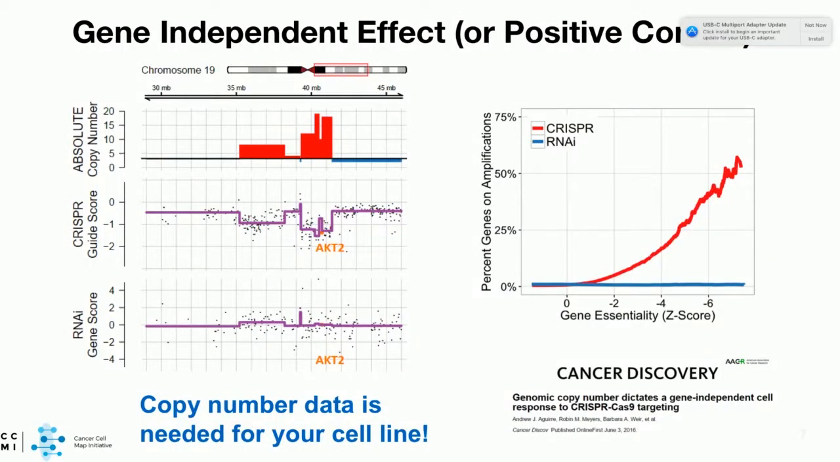And so what you can see here, this was shown first by the Bill Hahn group, is that they're targeting even intergenic regions that are copy number amplified, and they're scoring as negative hits. They show this is specific to CRISPR and not seen with RNAi. So it's important to know the copy number data for your cell line, because if the gene is heavily copy number amplified and you send a guide there, it's going to look like it's dropping out, even if that gene isn't actually important.